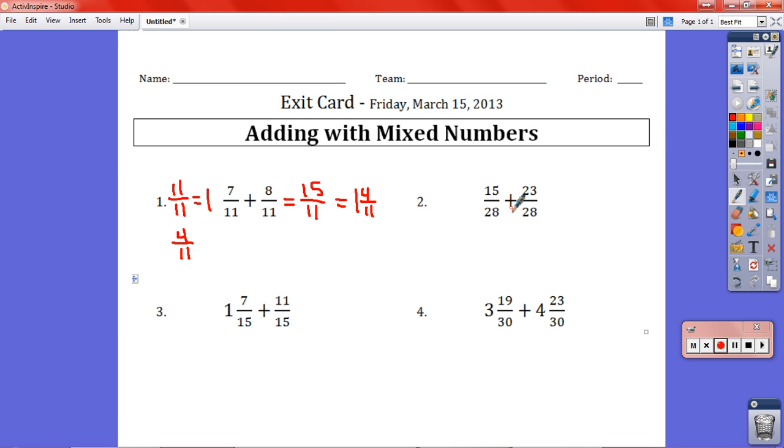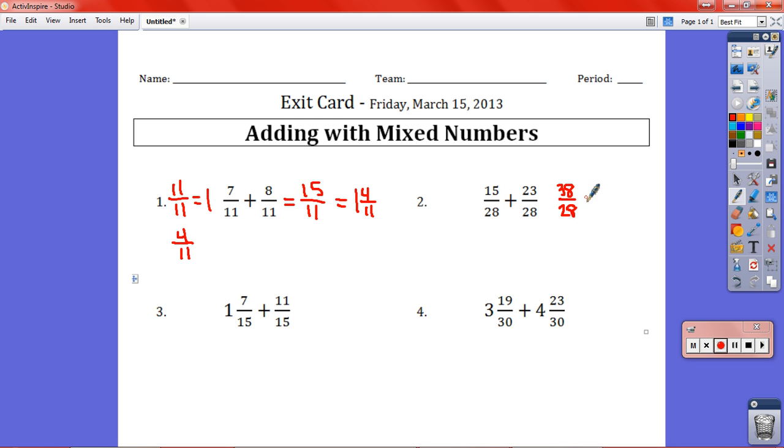Over here, well, just as a reminder, you do have to show this as a mixed number to get full credit. Over here we have 15/28ths and 23/28ths. So we add 15 pieces to 23 pieces and we get 38 pieces. 38/28ths.